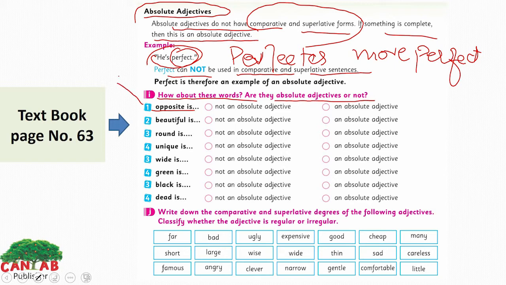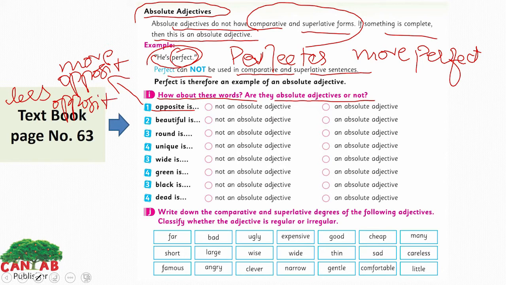Here the opposite is an absolute adjective. Did you hear that? More opposite or less opposite? No, it can't be. It is an absolute adjective. It has no comparative and superlative degree here.